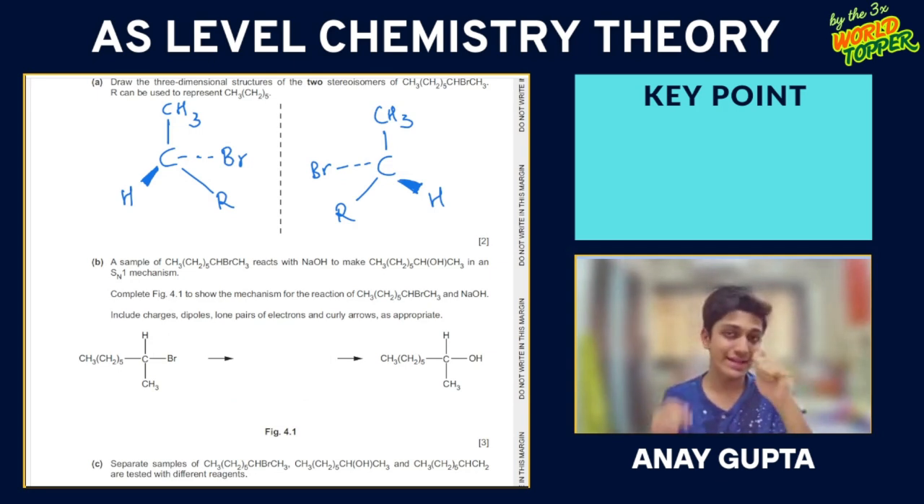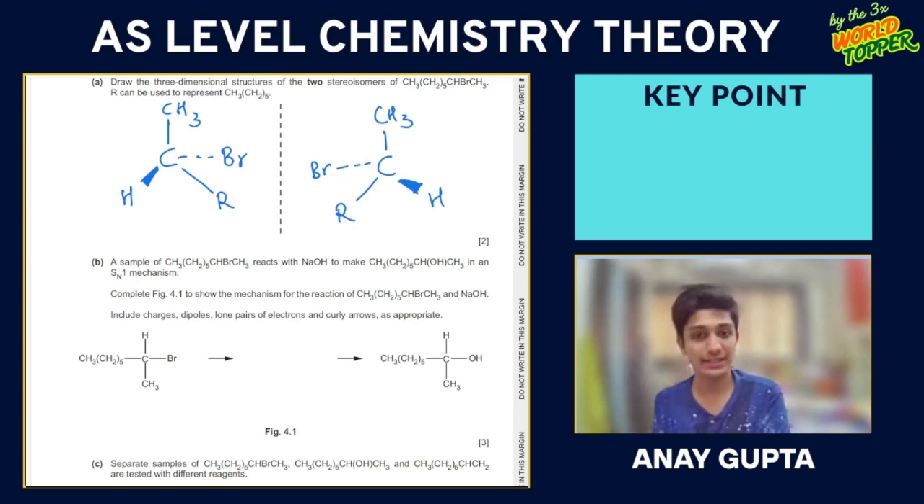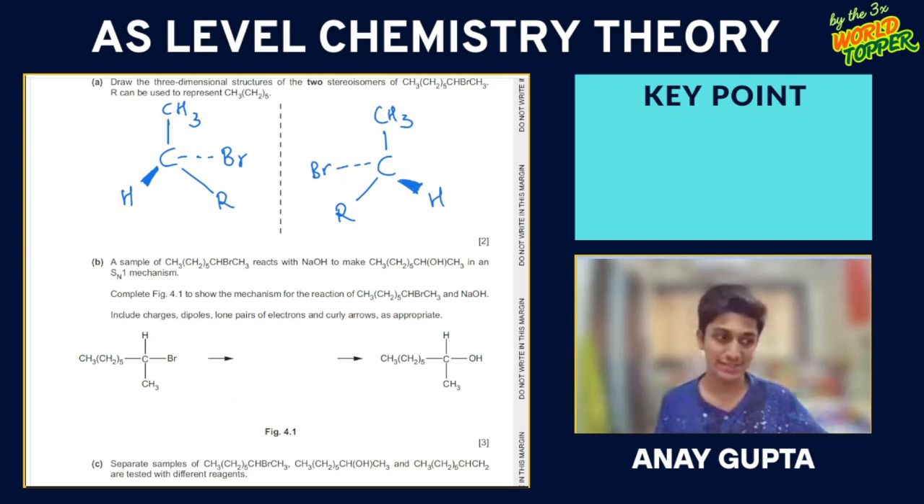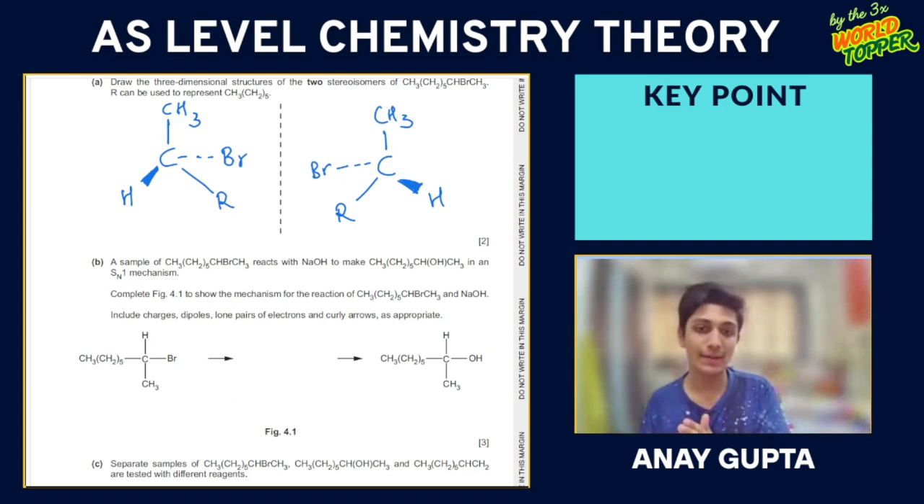Now we know that it is an SN1 mechanism because it is a secondary halogenoalkane. So it can either do SN1 or SN2, but SN1 has been specified to us. If it was a tertiary halogenoalkane or a primary halogenoalkane, then we know it would react with SN1 and SN2 mechanisms respectively.